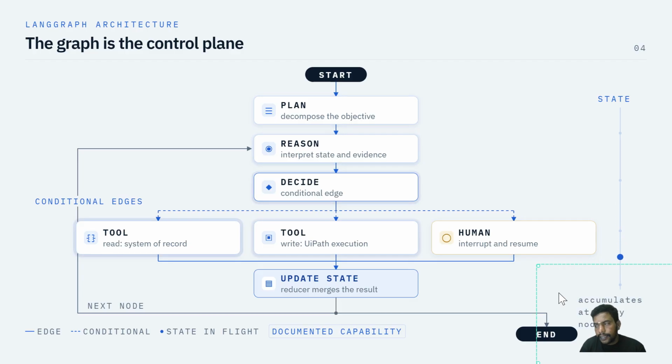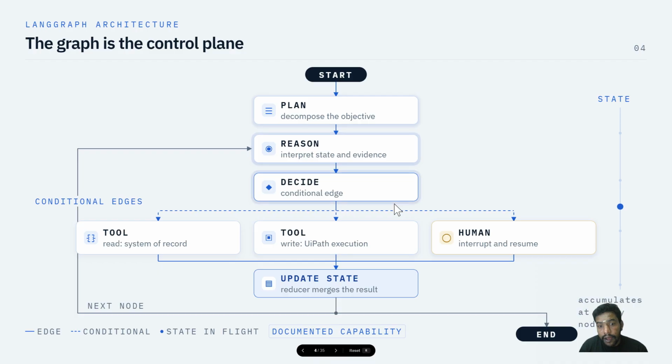Bounded iteration is what stops an agent from wandering. The graph can loop, but it loops on your terms, a fixed number of times, through a node you choose.